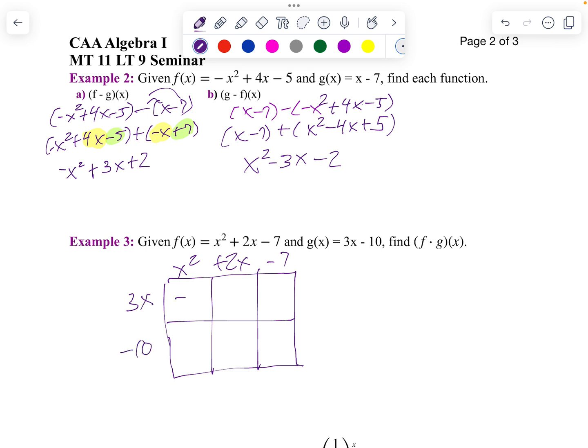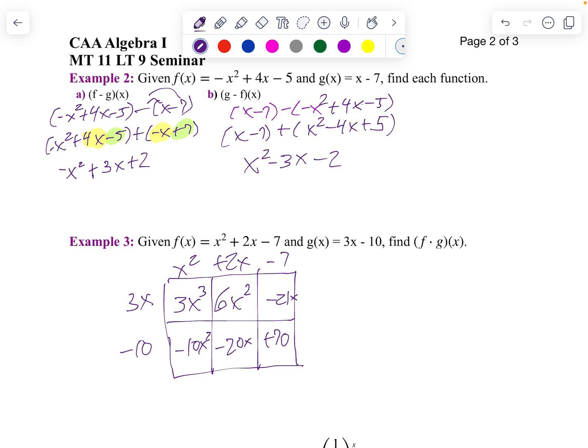So we'll get 3x cubed, 6x squared, negative 21x. Multiply by negative 10, I'll get negative 10x squared, negative 20x, positive 70.